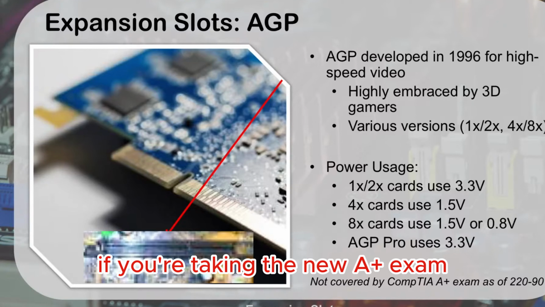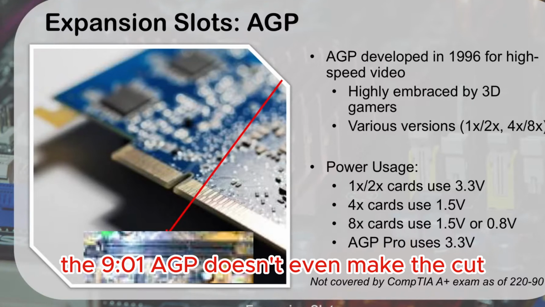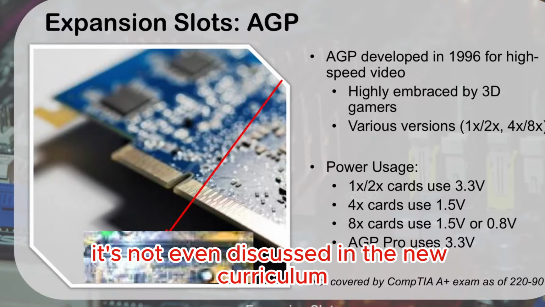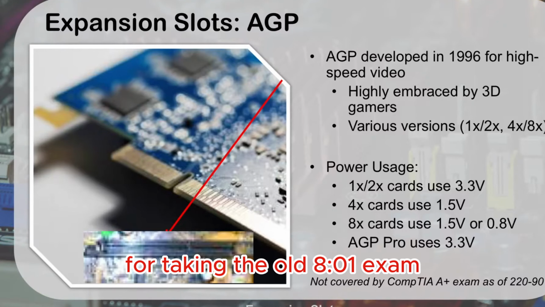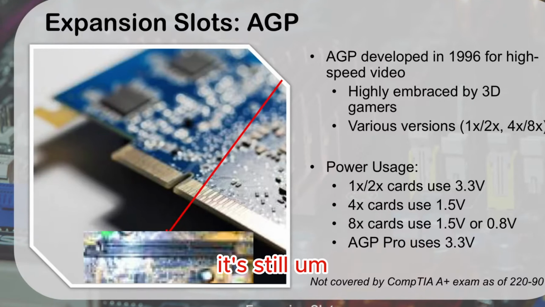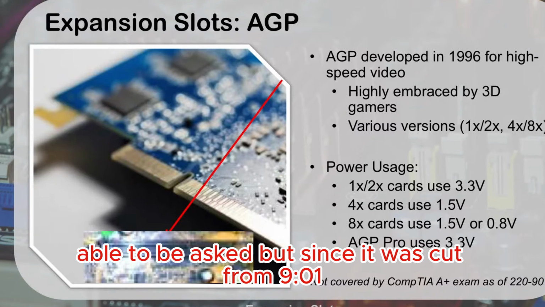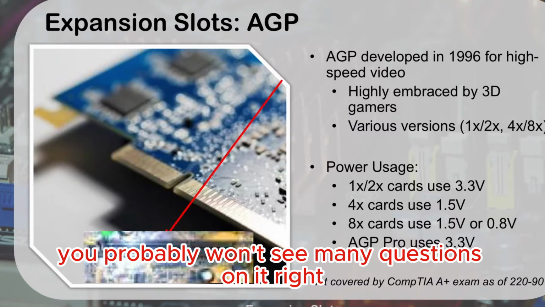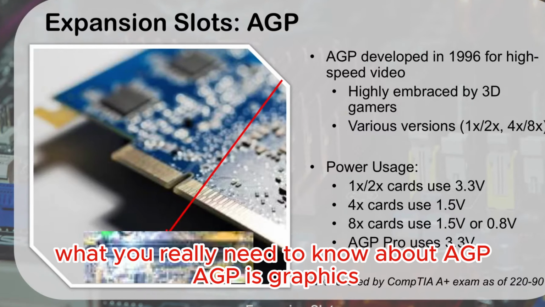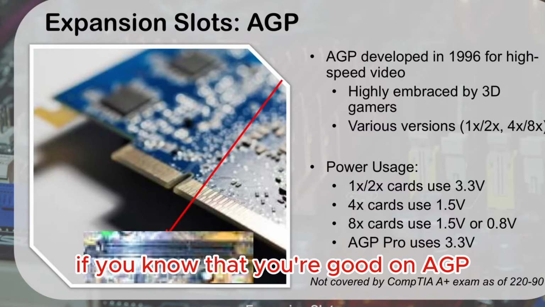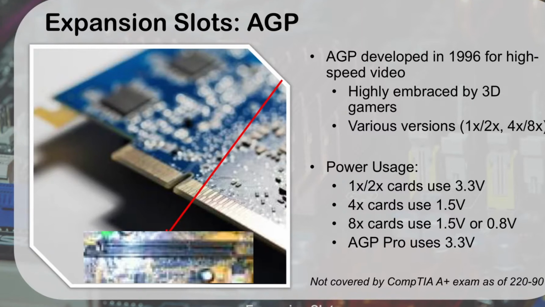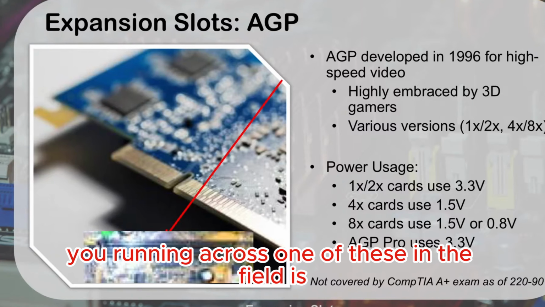If you're taking the new A+ exam, the 901, AGP doesn't even make the cut. It's not even discussed in the new curriculum. If you're taking the old 801 exam, it can still be asked. But since it was cut from 901, you probably won't see many questions on it. What you really need to know about AGP is graphics. It's an expansion card for graphics. If you know that, you're good on AGP. The chances of you running across one of these in the field is very slim.